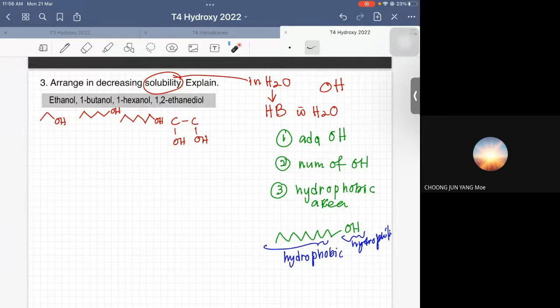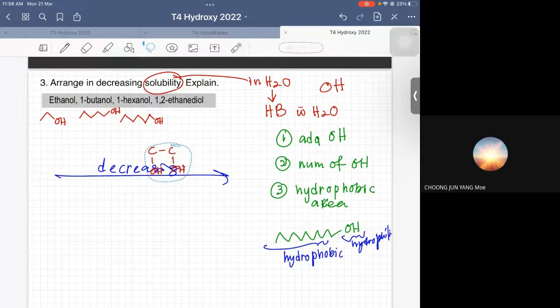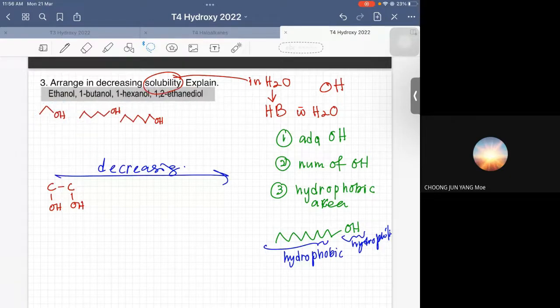So here yang paling senang, dia kata decreasing solubility kan. Decreasing solubility. So yang paling mudah larut adalah yang paling banyak OH group. Dan yang paling pendek. Okay, dia paling banyak OH group, paling mudah larut. Lepas tu ini, 1 OH. Kenapa dia ni, kita ambil OH yang ni dulu. Okay, so ini 1 OH, 1 OH, 1 OH. Sama kan? Tapi yang paling mudah larut adalah yang paling sedikit dia punya hydrophobic area, paling kecil. Lepas tu butanol. Lepas tu barulah hexanol.